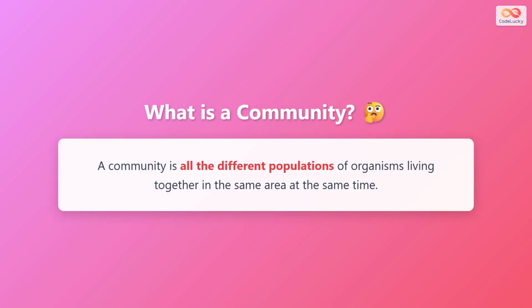A community is defined as all the different populations of organisms living together in the same area at the same time. The key word here is different populations. While a population consists of individuals of the same species, a community includes multiple species coexisting in one location.